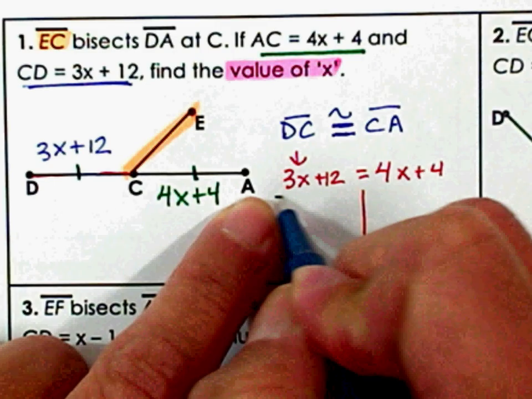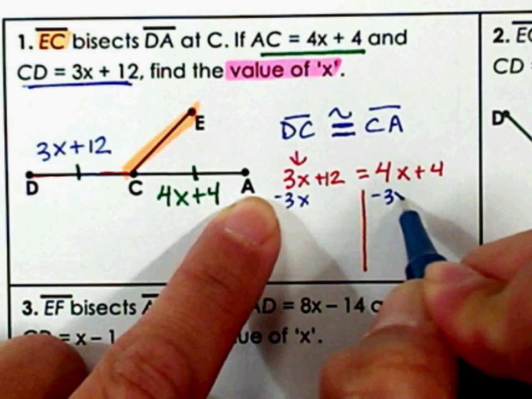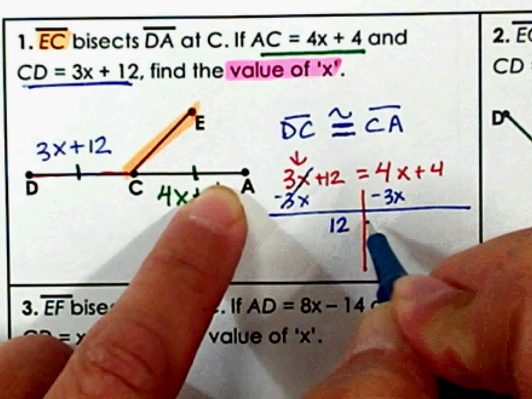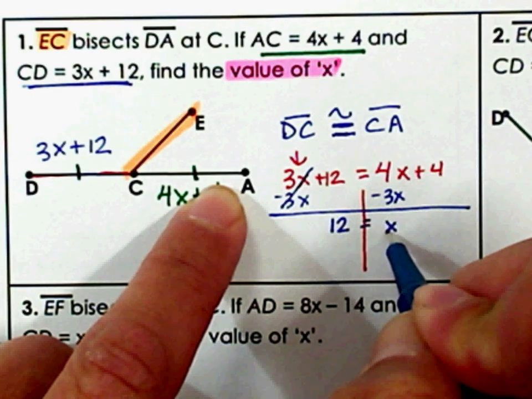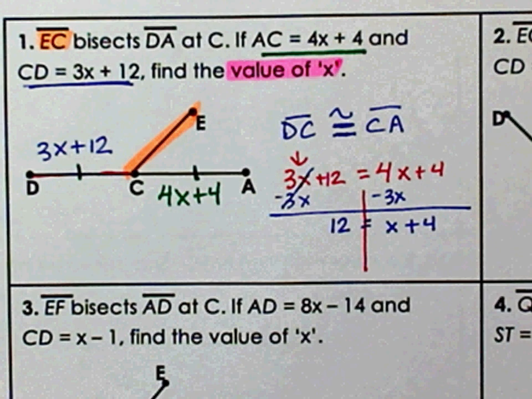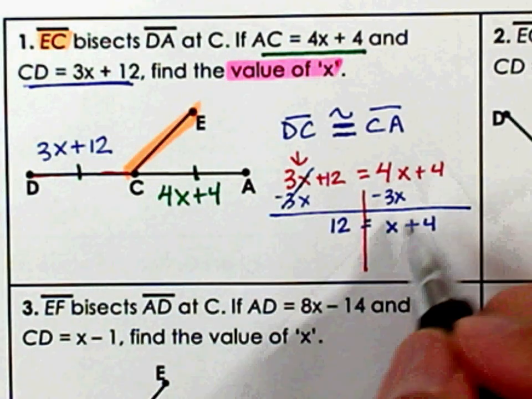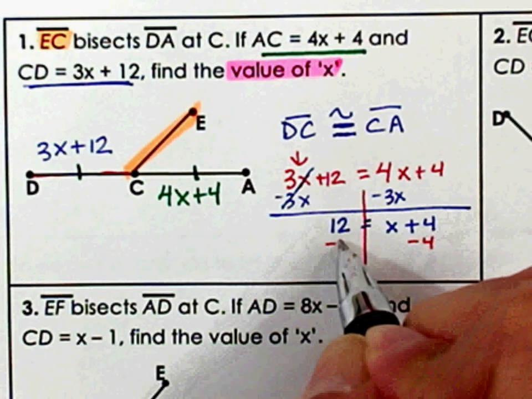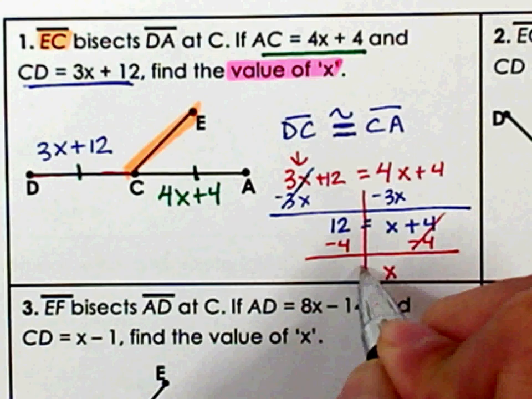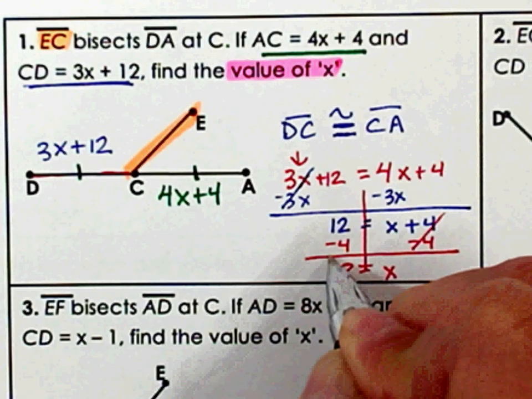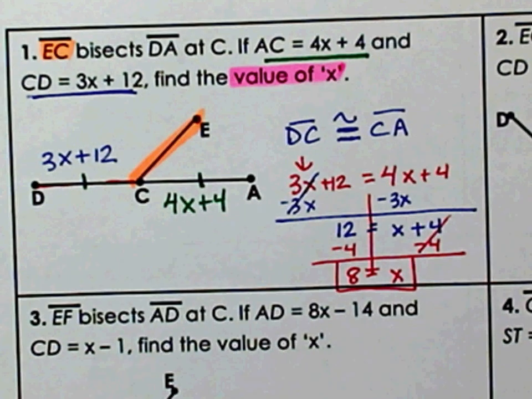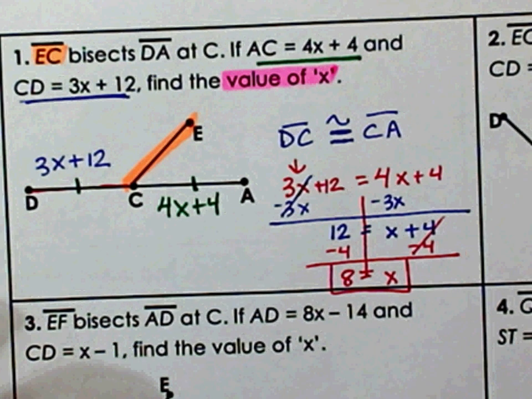Which one is smaller? 3x is smaller, so we're going to subtract 3x from both sides. Cancel, bring down 12. 4x minus 3x is x, bring down 4. I want to find x, okay? Solving for x, minus 4, cancel. So x is equal to 8. And there you have solved for that.